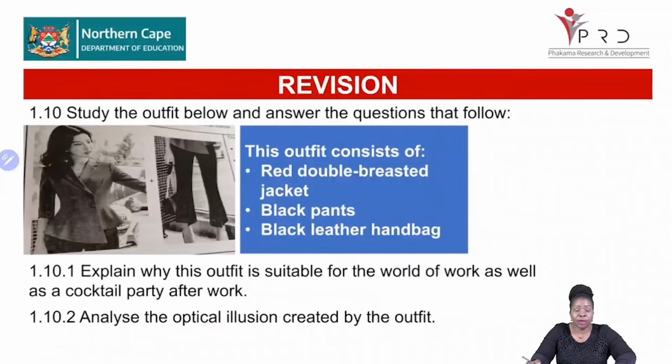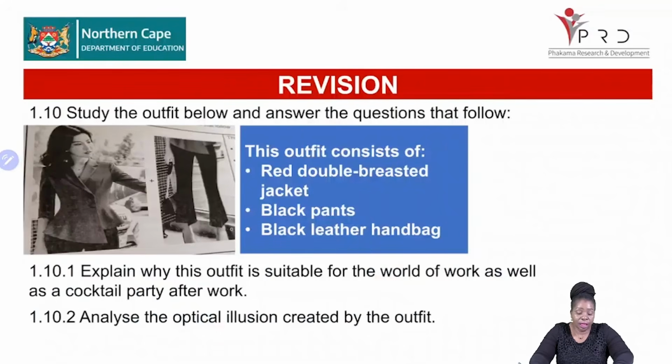Right, that's 1.9. Then we move on to the next question, which is 1.10. It says, study the outfit below and answer the questions that follow. So on my left, there is an outfit. It shows the top part of the outfit and the bottom part. Let's read the information about the outfit. It says this outfit consists of a red double-breasted jacket, black pants, and a black leather handbag.